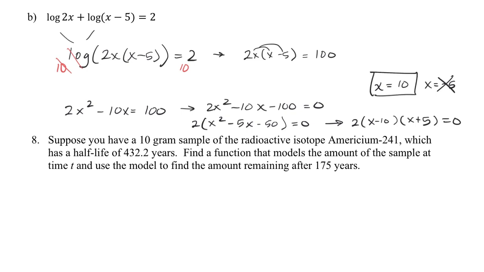So 10 works. If you don't cross out any solutions that don't work, those are called extraneous solutions. If you don't cross them out on the exam, then you won't be able to get full points for the problem.